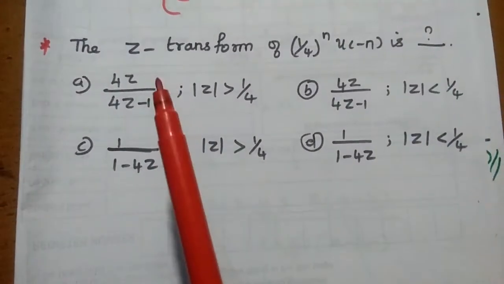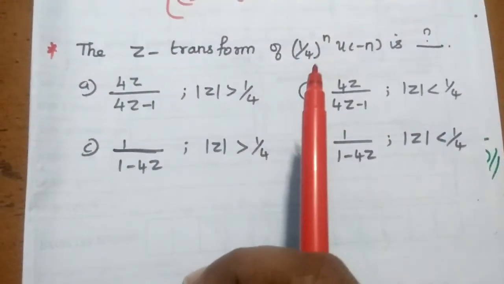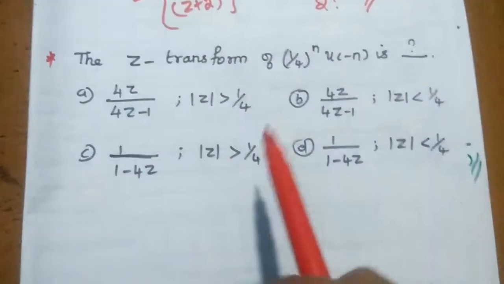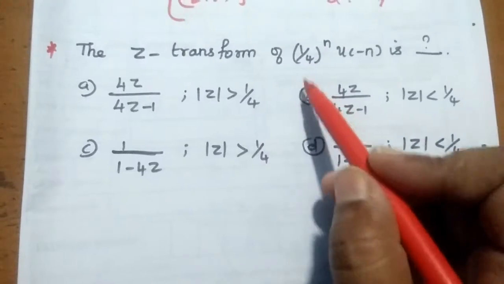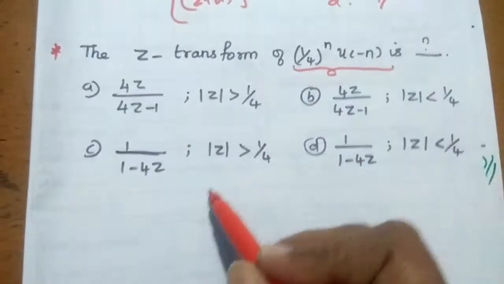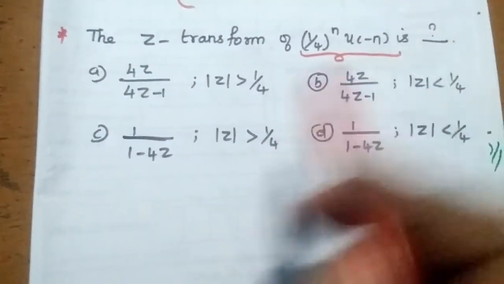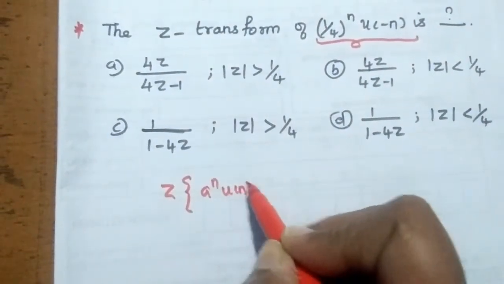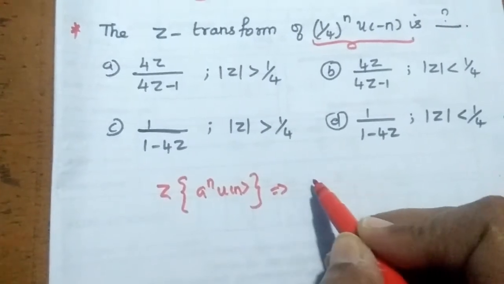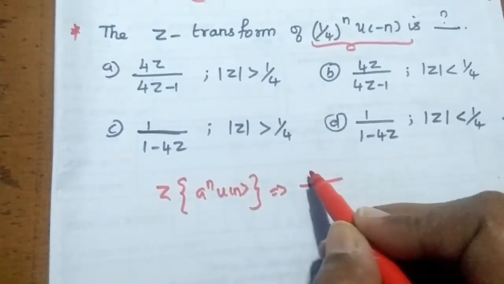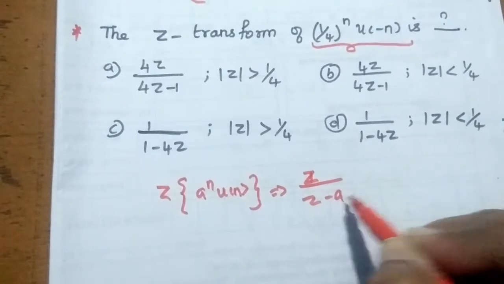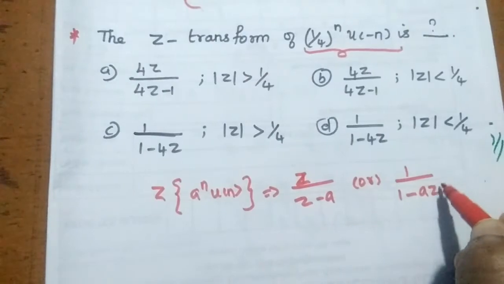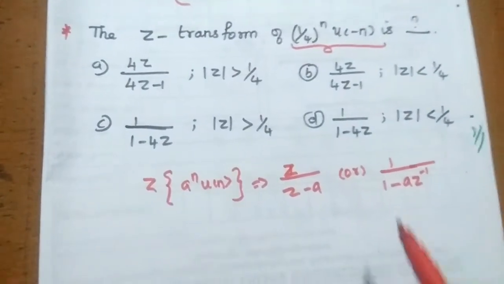The next problem is the Z transform of (1/4)^n u of minus n. There are four choices. We are going to find the Z transform of (1/4)^n u of n. It's very simple because we know that the Z transform of a^n into u of n is equal to z divided by z minus a, or 1 divided by 1 minus a z inverse.